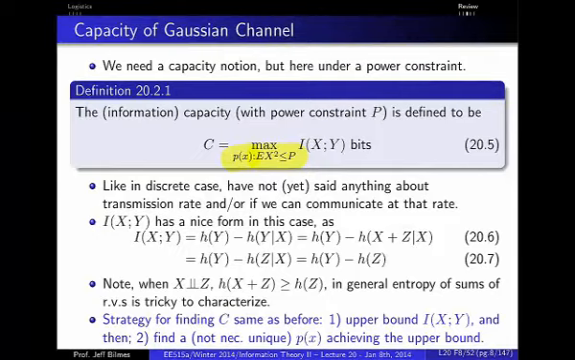In order to compute the capacity, we do the same trick again that I've now said many, many times: we upper bound the mutual information, and then we find an achieving distribution P.